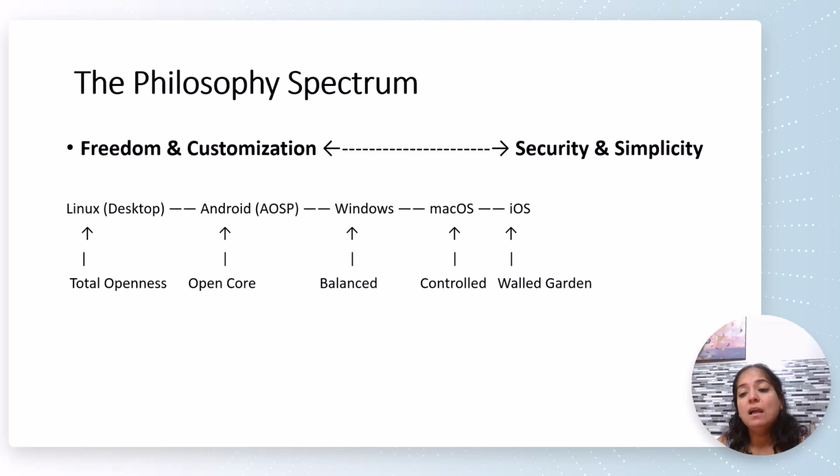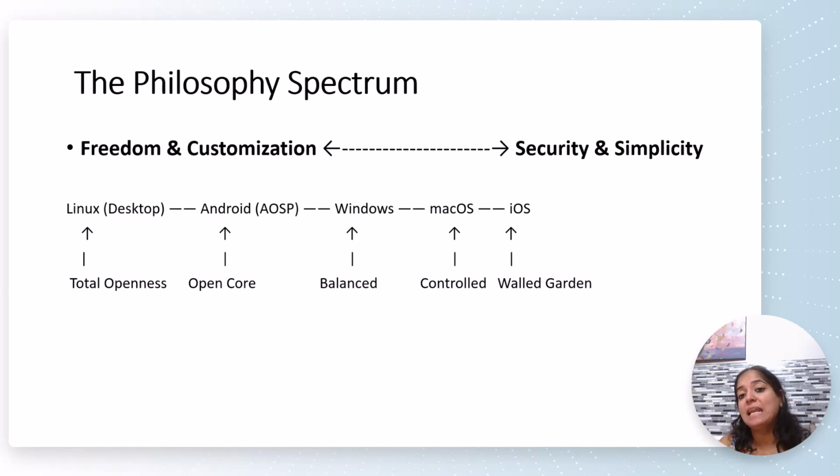If you see here, total freedom and customization is with Linux, and on the far right, total security and simplicity is with iOS. Every other operating system which we have studied falls somewhere in between. Since Linux offers complete transparency and modifiability, it is at the extreme left. You can change anything from the kernel up. This represents maximum freedom but also maximum complexity and responsibility for the user.